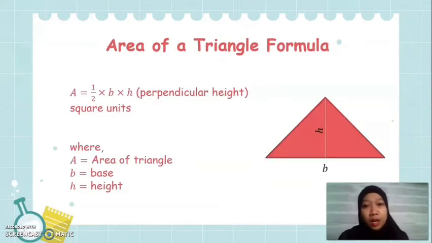Next, area of a triangle formula. The area of a triangle formula is A equals a half times B times H (perpendicular height). The unit is square units, where A equals area of triangle, B equals base, H equals height.